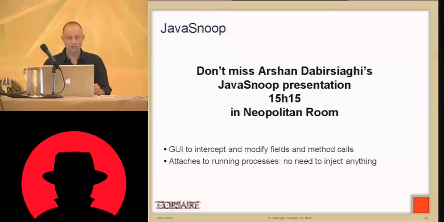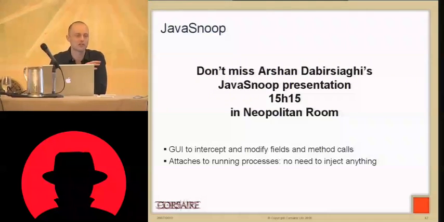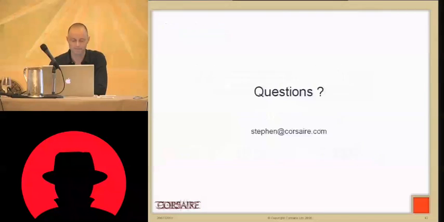I want to close with a mention of Arshan's talk, which is happening in the Neapolitan room in just a few minutes. Now, I didn't mention Java Snoop because it hasn't been released yet. It will be released in a few minutes. And it's really a GUI that makes a lot of the BeanShell functionality that I took out of the BeanShell, you will get with Java Snoop. It's an easy-to-use GUI application. You don't need to inject anything. It will automatically let you select from a list of running Java processes, select the process, and you can then intercept method calls, you can set fields, you can do all sorts of fancy stuff with it. So I recommend you attend this talk if you're interested in the subject.